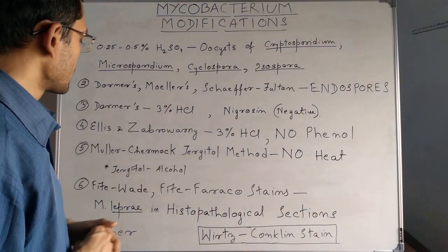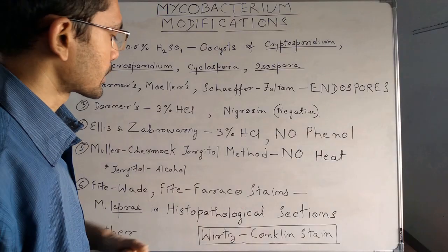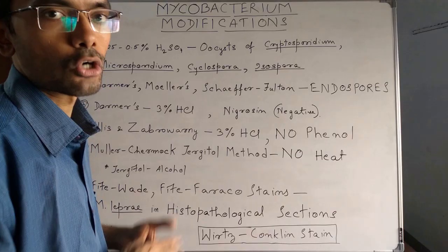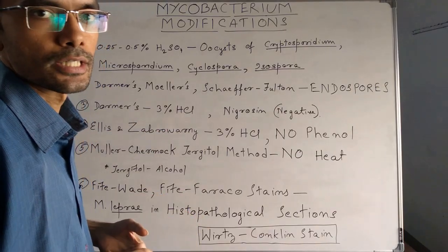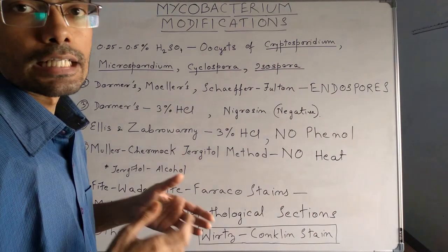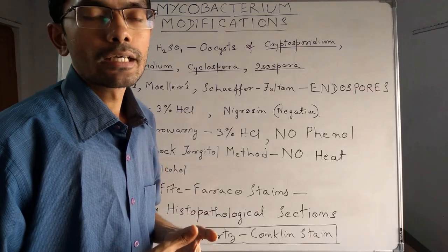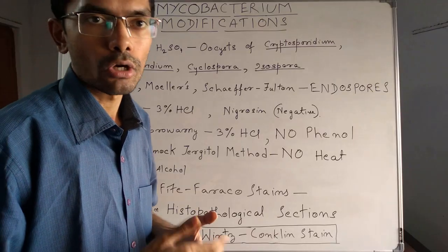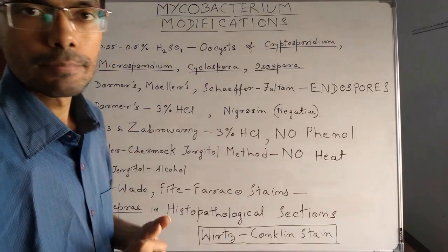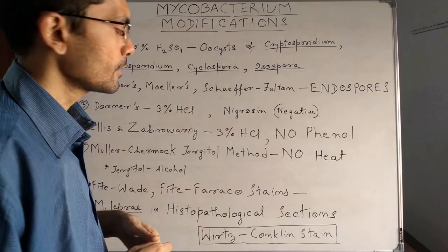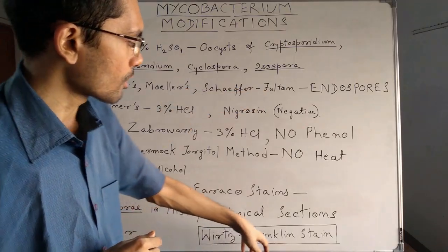Phyte-Wade and Phyte-Farraco stains are used to visualize Mycobacterium leprae in histopathological sections or simply histological sections or tissue sections. Ellis and Zabrowanny stain is also used for tissue sections, and apart from these, several other modifications have been suggested by various researchers studying acid-fast bacilli, including the World Health Organization, but these are the ones most commonly used. And one last bit of information before we end the stain section. The Schaefer-Fulton stain that I mentioned over here is also called Wirtz-Conklin stain.